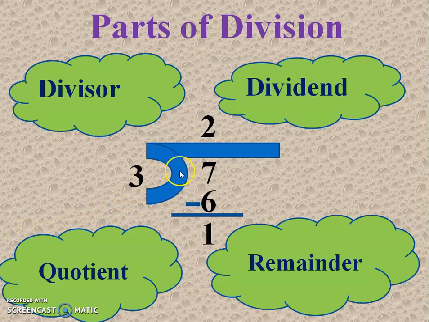Here 3 is going to divide 7. Now 3 2s are 6. 7 minus 6 gives us 1. So 3, the number that is going to divide, is called divisor. The number that has to be divided is called dividend. The answer that you got after dividing is called quotient, and the remaining number is called remainder.